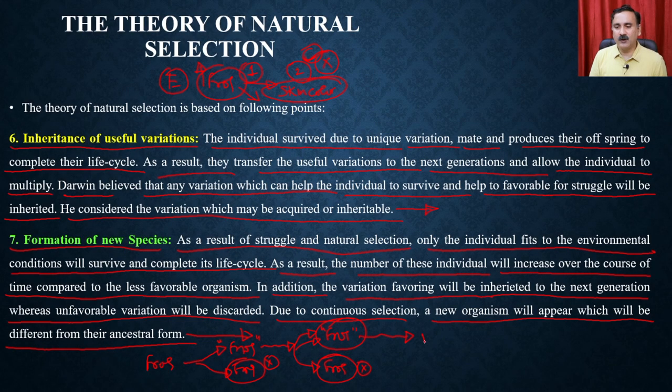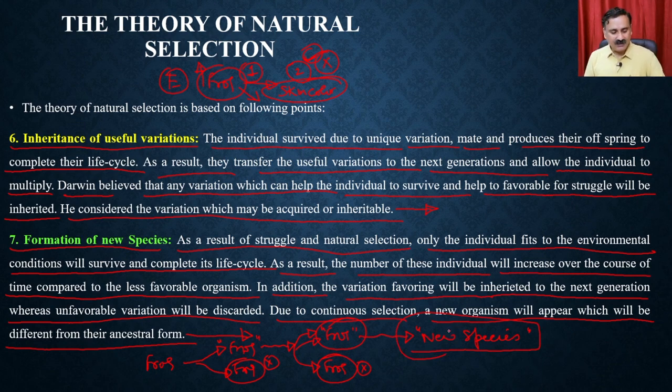So we'll say, oh, there is a new frog. The frog could be one which can change its skin color, or it can make its skin so slippery that the snake cannot catch it, and all other kinds of characters. Because of that, it is going to form a new species. And that's how Darwin has explained the development, the production, or the generation of new species.